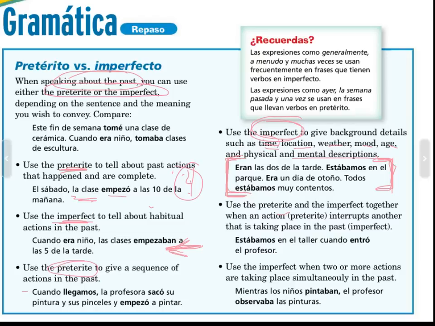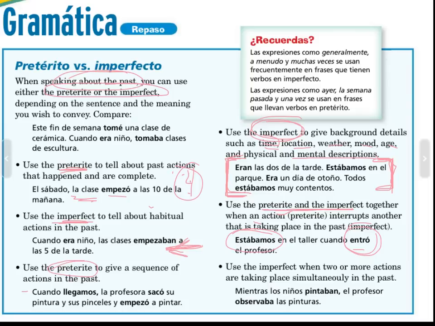We use them together to form certain sentences. Okay, and usually that happens when one part of the sentence is setting the scene, using imperfect, and the other part of the sentence gives the action that happened at that time. So, for example, estábamos en el taller cuando entró el profesor. We were in the workshop, that's telling the scene, when entró el profesor, the professor entered. And of course, he did that one time. So that's why preterite is used here and imperfect is used here.